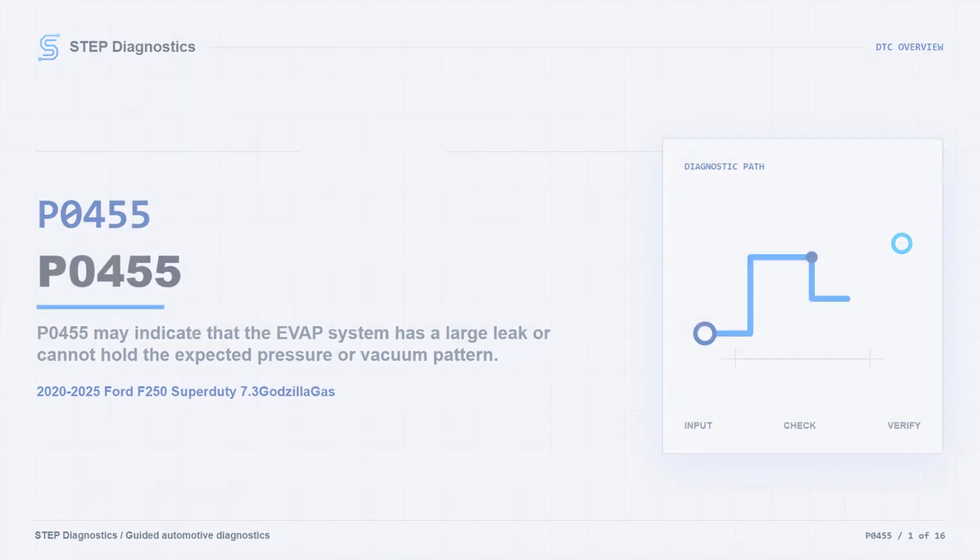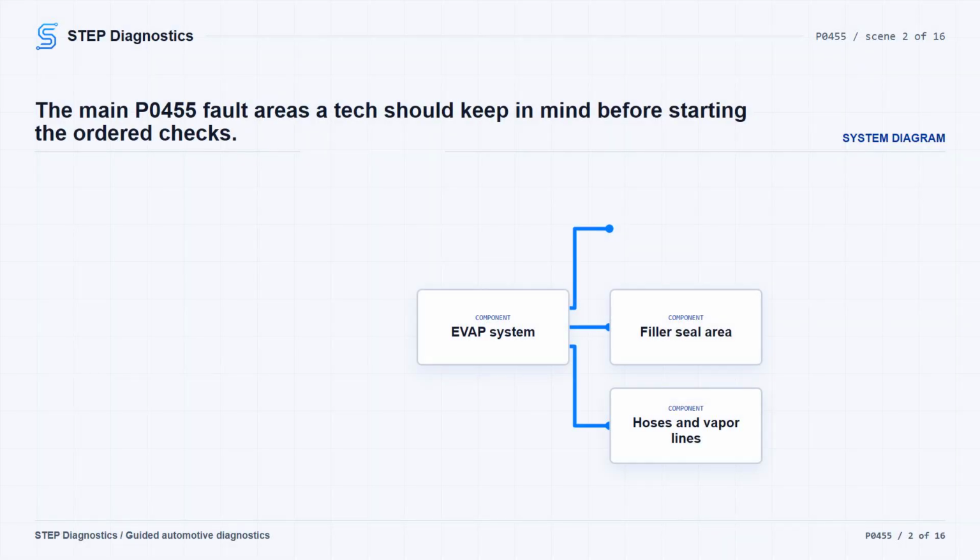Possible fault areas can include the fuel cap or capless filler inlet, EVAP hoses and vapor lines, the filler pipe or tank area, the FTP sensor signal, and purge or vent valve operation. Treat this like a leak and command response diagnosis.